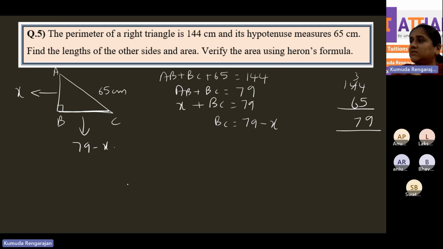You can take anybody as X. X, Y, Z, whatever letter, anybody. And find the other one in terms of X only.